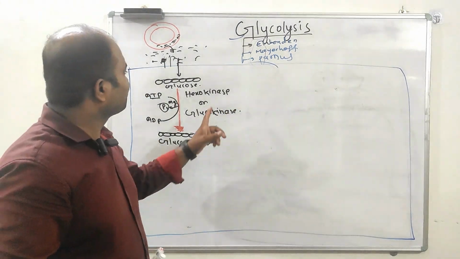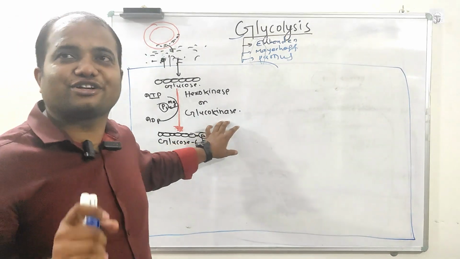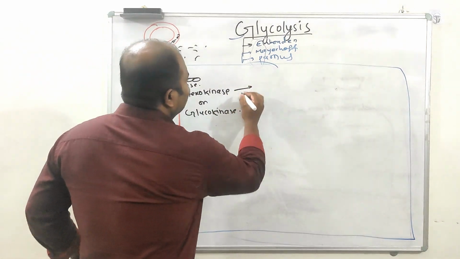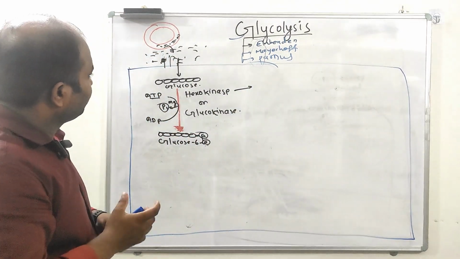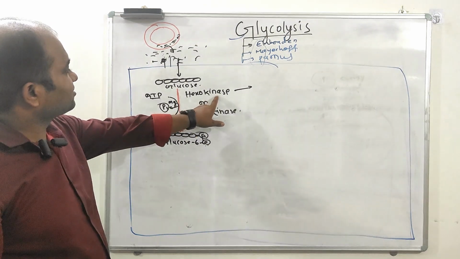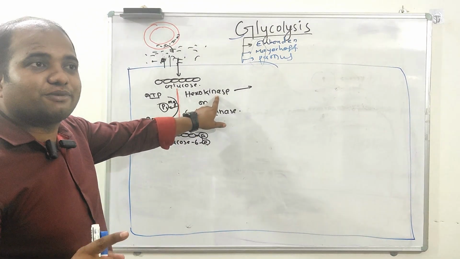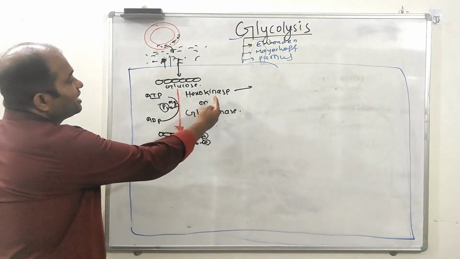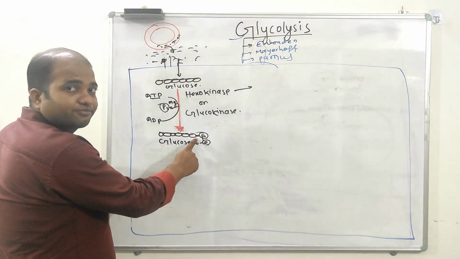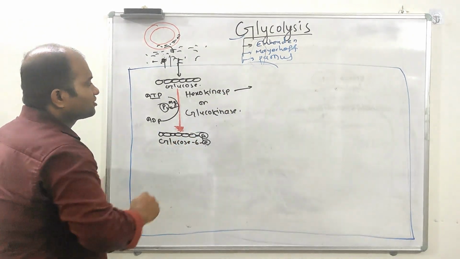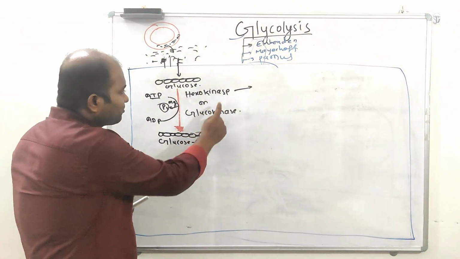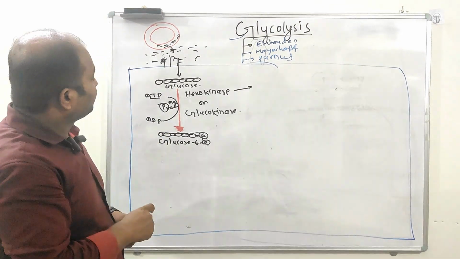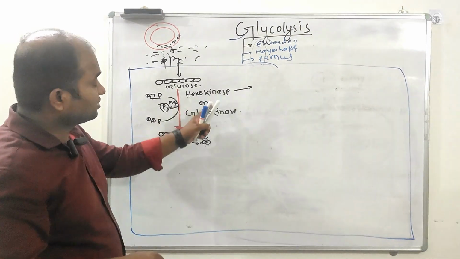I'd like to mention a few more points on this enzyme because it is very, very important. This is hexokinase. Kinase, wherever it comes in biochemical reactions, indicates that it is adding phosphate to the substrate. Both of these enzymes add phosphate by dephosphorylating ATP. So this is one common thing.